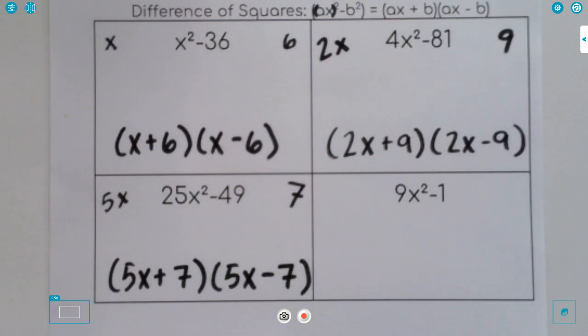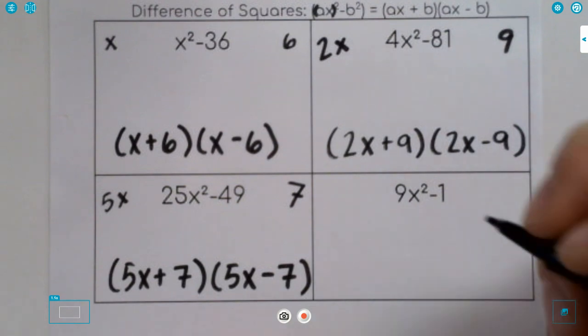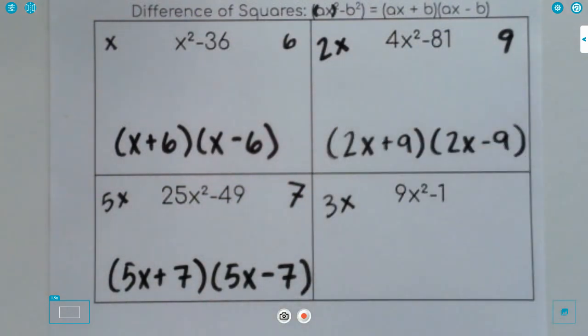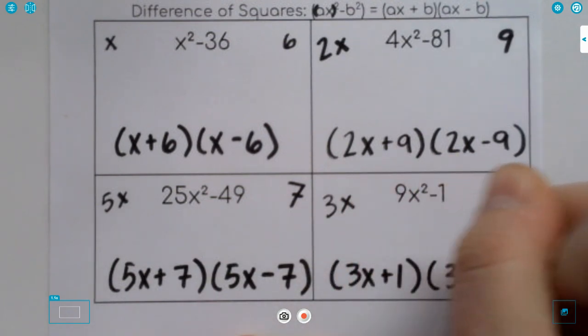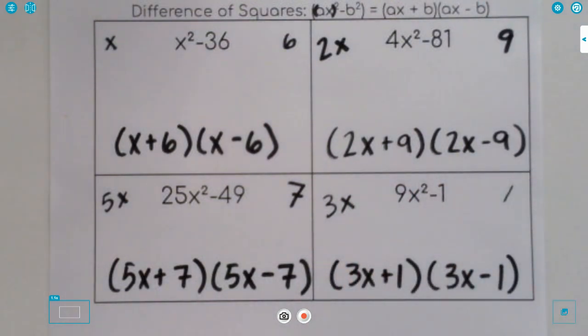Okay, very last one, 9x squared. What's the square root of 9x squared? 3, and then also an x. And then square root of 1. What number times itself is 1? 1. That one's kind of tricky. People are like, is it 0.5? No, it's not 0.5. Just 1 times 1 is 1. Okay, so my answers here are 3x plus 1 and 3x minus 1. You do not need to write down this and this. I was just doing that to show people as we were going through the notes.